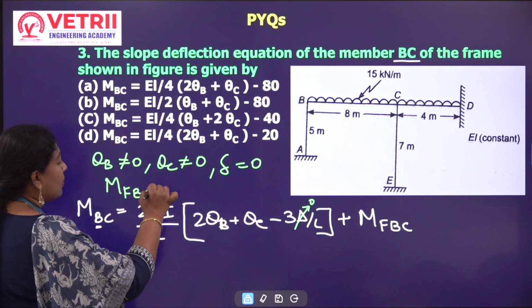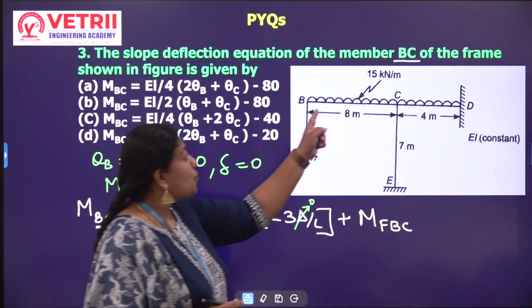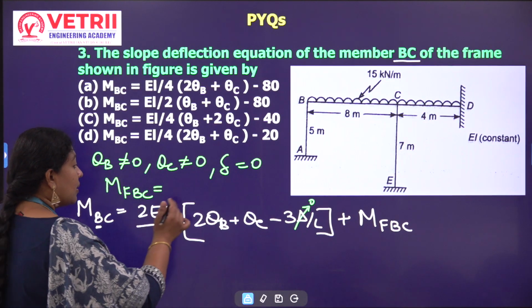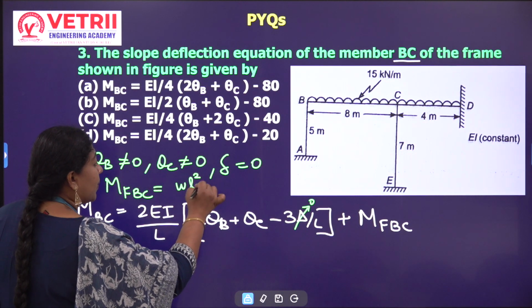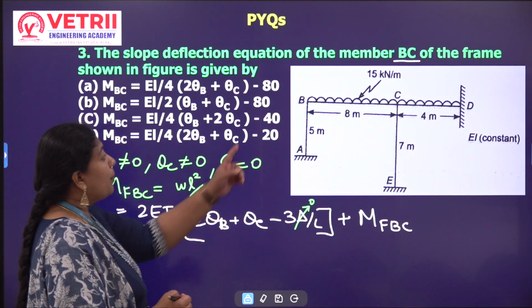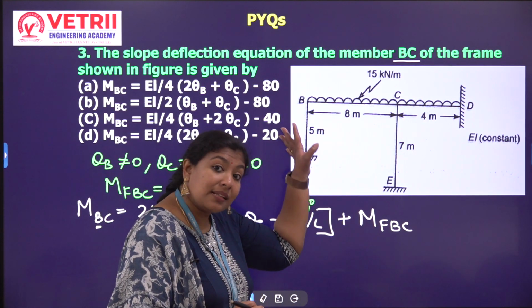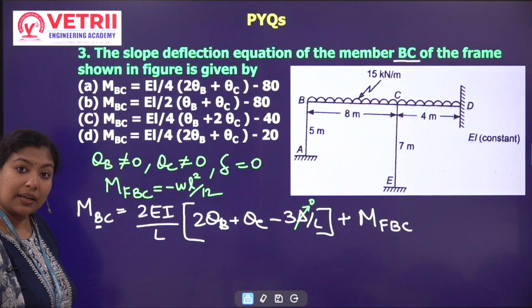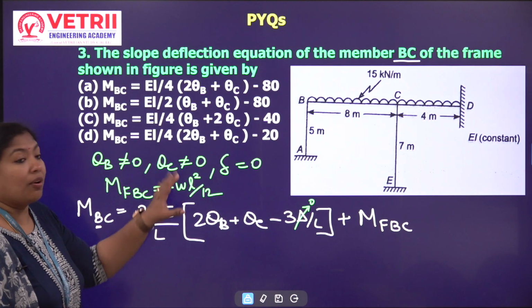MFBC. What type of loading is this? This is a UDL. In the UDL case, the fixed end moment formula is WL square by 12, and that too for B to C. B is on the left hand side, so the left hand side sign is negative. So I have to substitute this formula here.